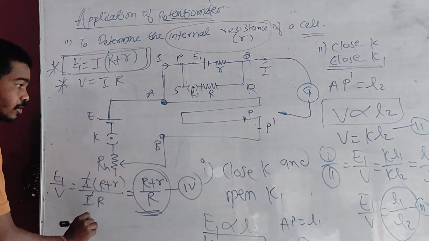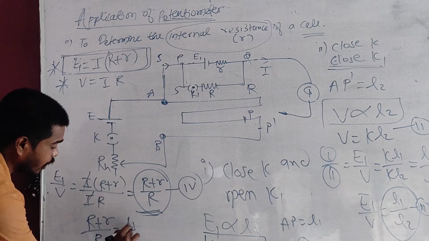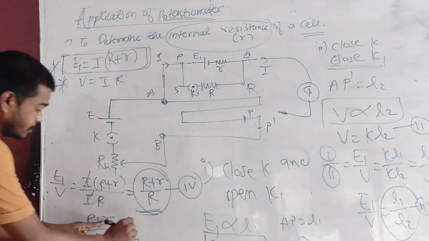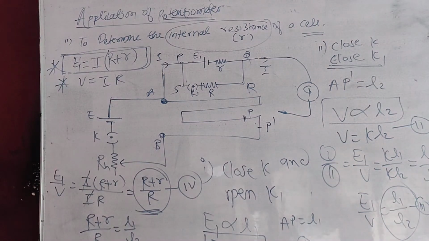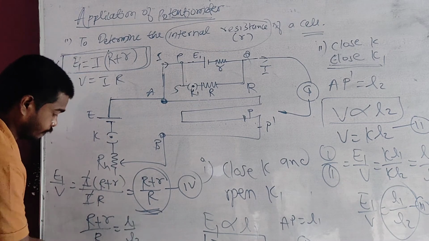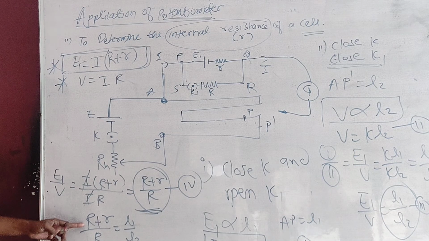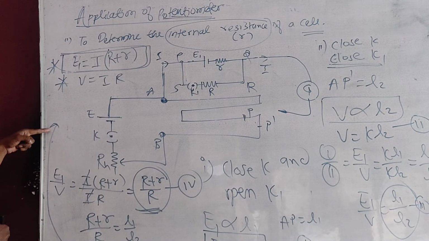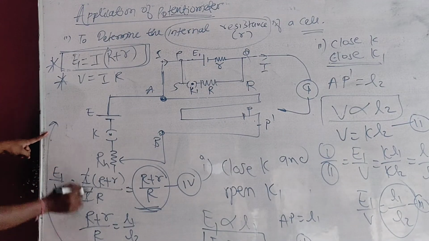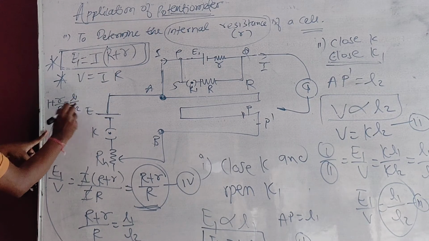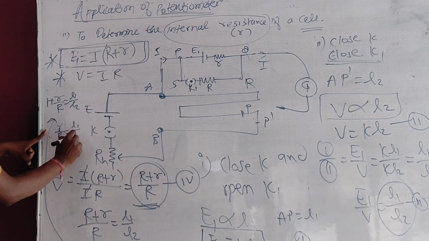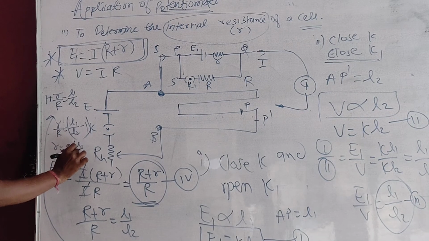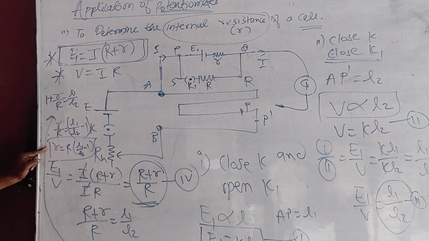Now comparing equation 3 and 4, capital R plus small r divided by capital R is equal to L1 by L2. Separating the denominator, R gets cancelled, what remains is small r by capital R. I'll write a bit higher here so it's visible. Separating the denominator, 1 plus r by R is equal to L1 by L2. Small r by capital R is equal to L1 by L2 minus 1, and small r is equal to capital R in bracket L1 by L2 minus 1. This is the expression to determine the internal resistance of a cell.